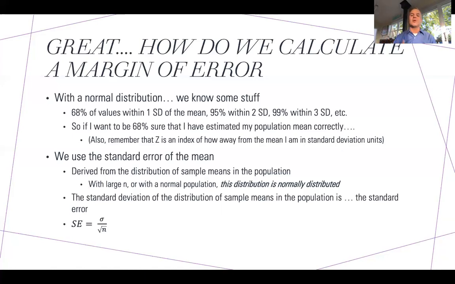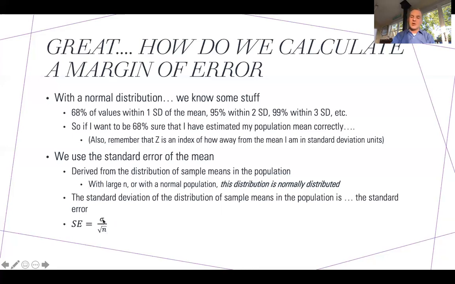And so the thing that gets us to the next step is that we know, again from the central limit theorem, that the standard deviation of the distribution of sample means in the population is the standard error, right? It's not the standard deviation of the sample. It's not the standard deviation of the population. It's the standard error, which is defined by this equation. The standard error is the standard deviation of the population divided by the square root of the sample size for the sample that I took.